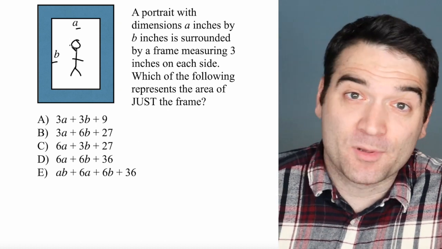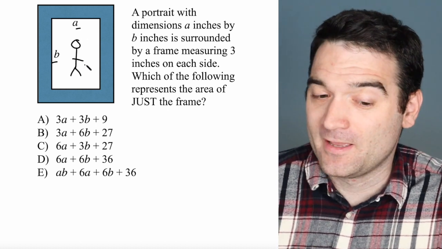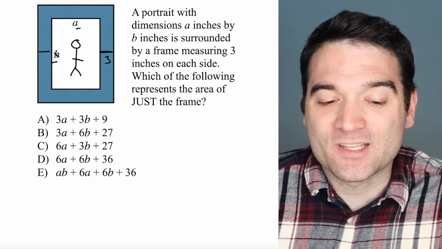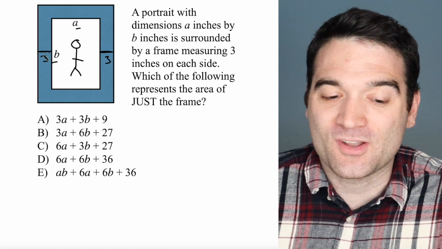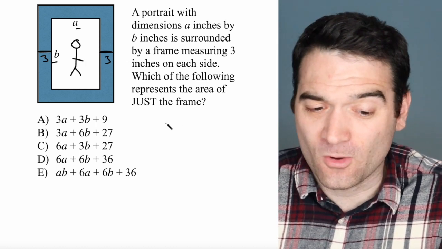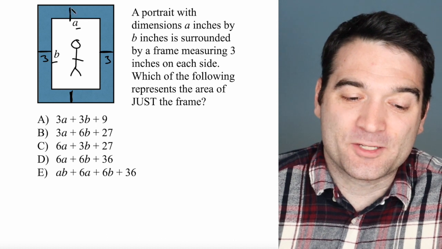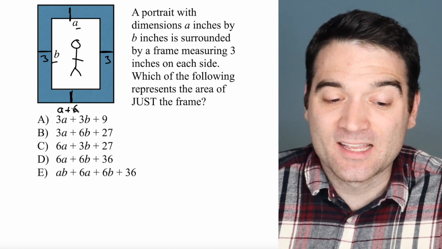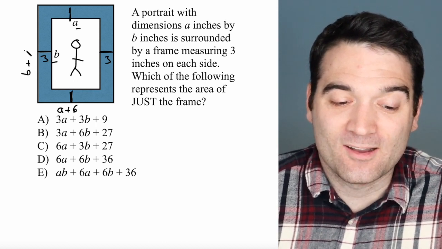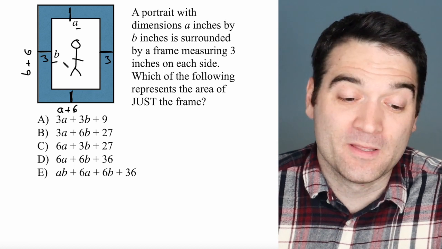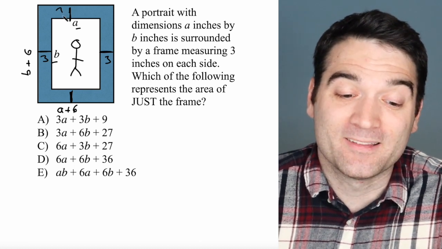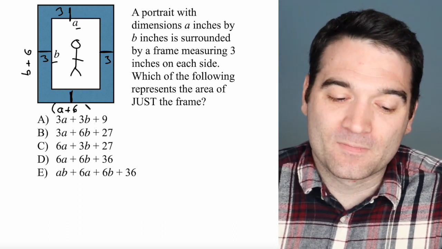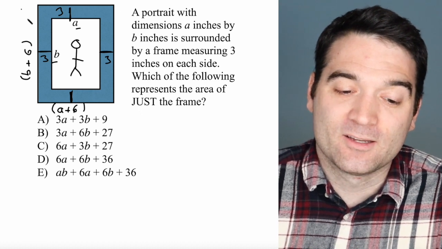We might say it's just going to be A plus 3 times B plus 3, but not so fast. Remember that it's 3 inches on each side, right? 3 inches on each side. So that means that this bigger rectangle is going to have dimensions A plus 6 and B plus 6. Always helpful when we're dealing with a frame problem to write these numbers out so you don't fall victim to that trap.